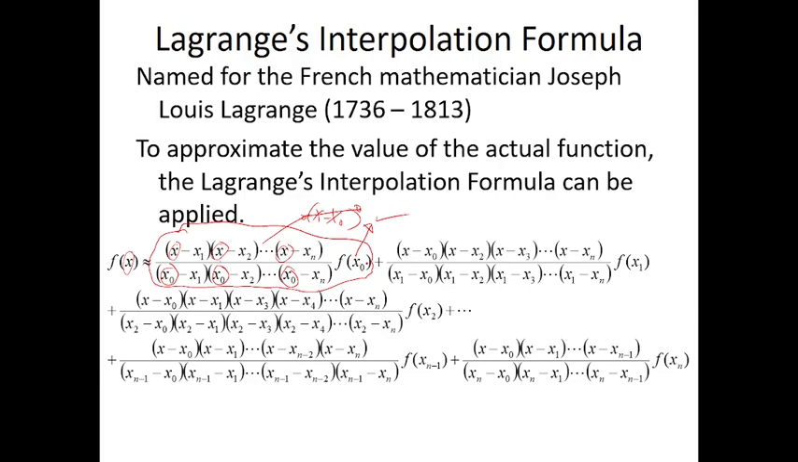If this is f of x sub 0, it is not advisable to have x minus x sub 0 in the numerator. Likewise, it is also not advisable to have x sub 0 minus x sub 0 in the denominator. So x sub 0 minus x sub 0 is prohibited. That is a violation of the formula. Now, knowing that, we proceed to the second term of the formula.